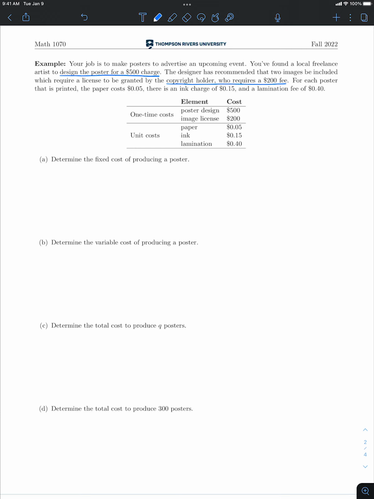Okay, but now there's other costs. So now there's the costs of actually printing these posters. So for each poster that you print, you've got to pay for the paper, which we're told costs 5 cents a sheet. You have to pay for the ink. So there's a 15-cent ink charge for each poster.